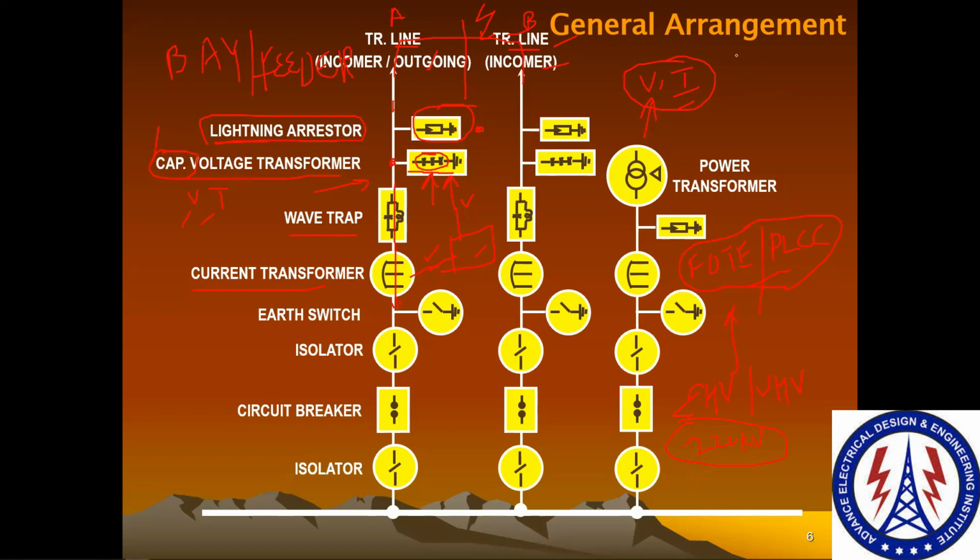The other thing the capacitor voltage transformer fulfills is this. We know the ideal equation of a transformer: V1 upon V2 is equal to N1 upon N2 is equal to I2 upon I1. So this is the ideal equation for the transformer.